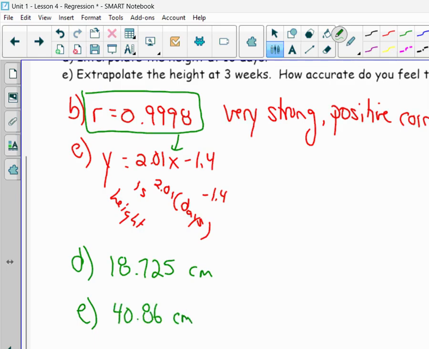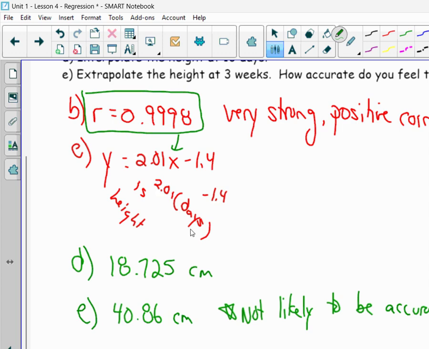40.8625. I'm just going to round that one off. Okay, how accurate do you feel this value would be? Okay, now here's where you have to be a little bit careful. Not likely to be accurate. We love interpolating, especially with strong models. We don't like extrapolating, even with strong models, because you don't know what happens next.